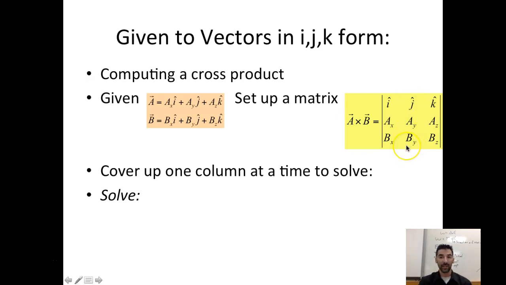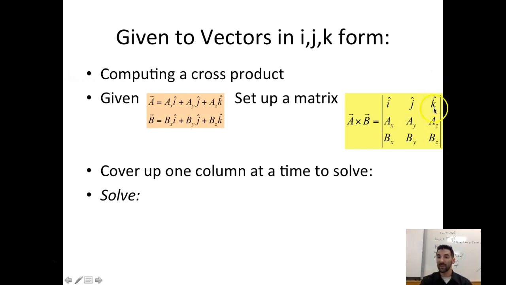Next, I cover up my J column and I do the exact same thing. AX, BZ, multiply those two, minus AZ times BX. That is, if I covered up this J column, that's in my J hat direction. So I would have my I hat minus my J hat.